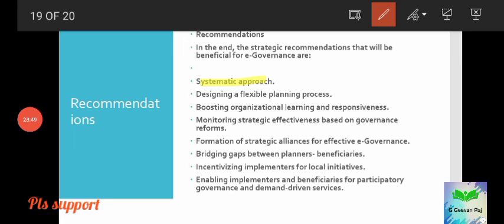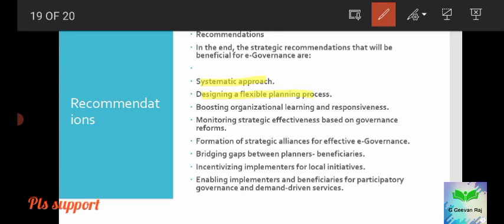Another major recommendation is designing a flexible planning process. So the planning process should be flexible. As we all know, when implementing a particular project or initiative, everything will not go as we planned. So we should make our plan flexible to suit the needs of the time.